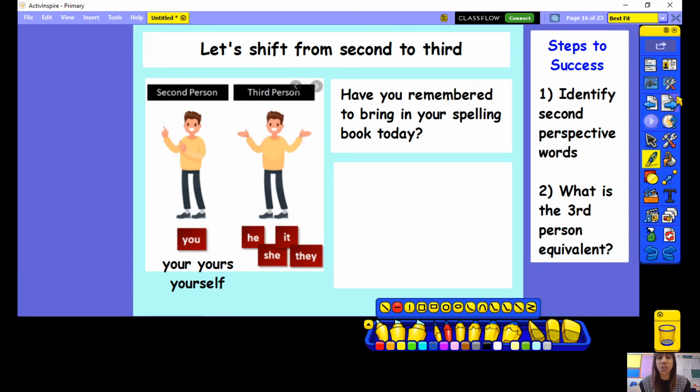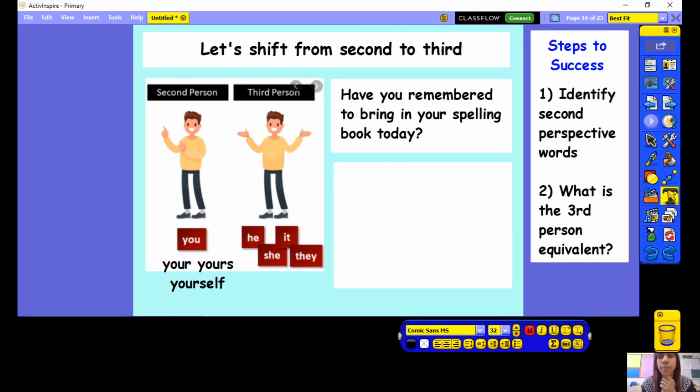So let's have a go at shifting from the second to the third. So I have got a sentence here, and my steps to success are to firstly identify where second perspective words have been used. So I've got my little handy guy here, and I'm going to be looking for words such as you, your, yours, and yourself, because that's going to help me change to the third person equivalent. So let's have a read of the sentence first. Have you remembered to bring in your spelling book today?